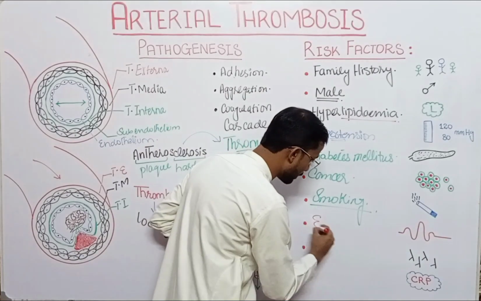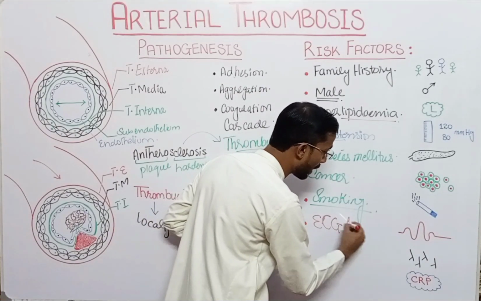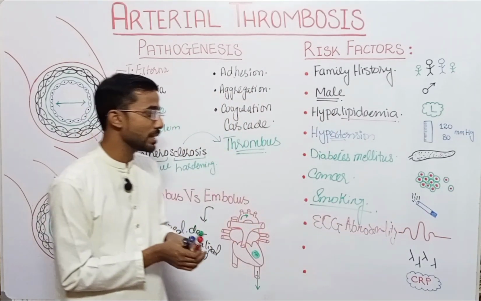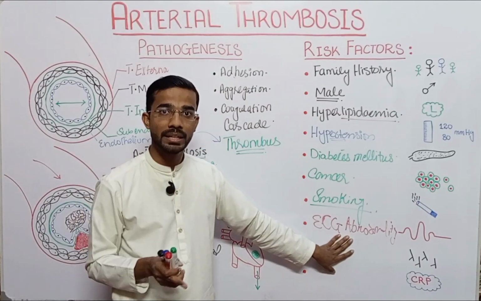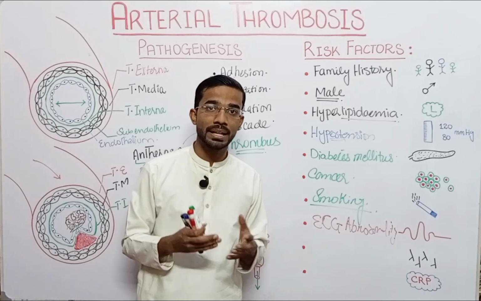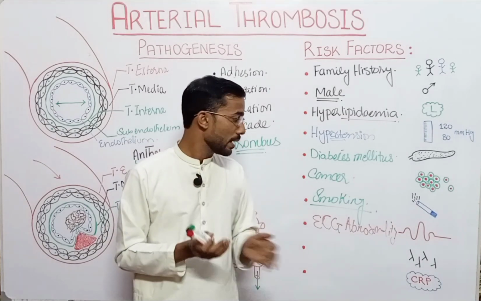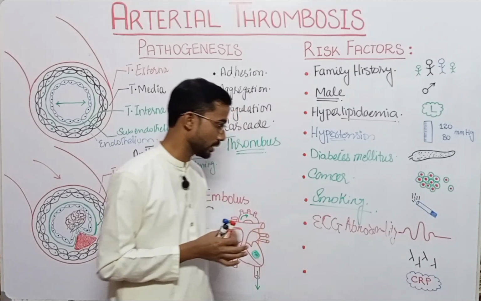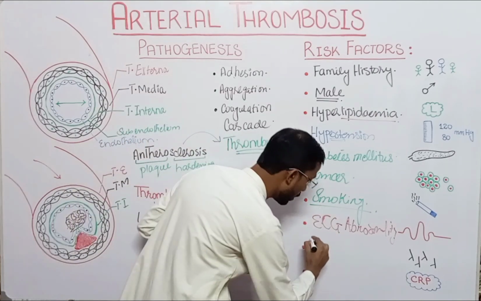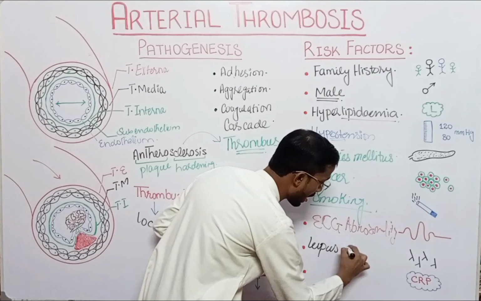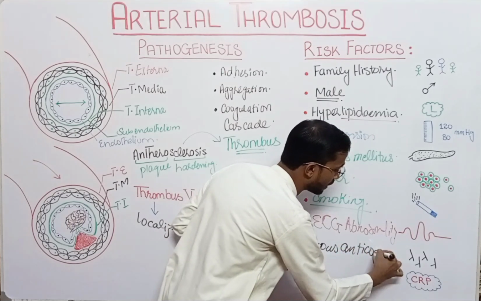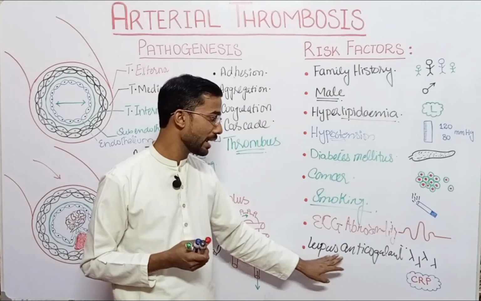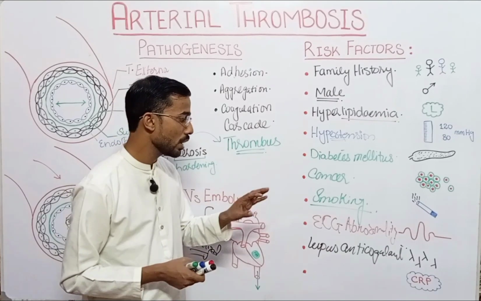Next is ECG abnormalities. When we do an ECG, you will see a lot of abnormalities. If there are abnormalities in the ECG, the heart is not pumping properly, then the blood pressure varies, and in that situation ECG abnormalities can also cause thrombosis, arterial thrombosis. Next is lupus anticoagulant. Lupus anticoagulants are basically antibodies, and they also increase the risk of the formation of thrombus.